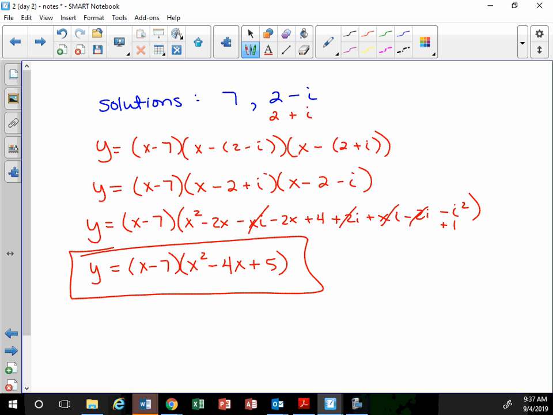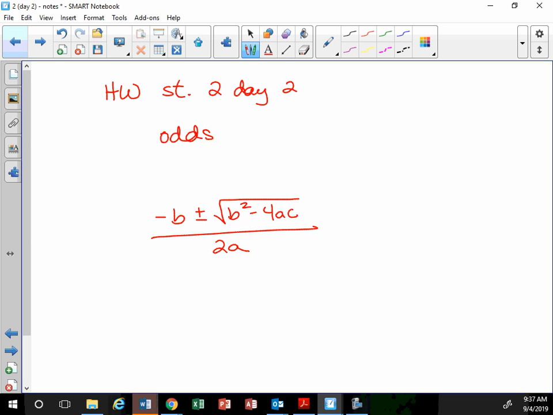Okay. Any questions over what we did today? Okay, homework. Let's just do odds. And there are definitely some that will not factor. So you'll go through and do your P over Q, find one that works with synthetic division, and then you may have to do quadratic formula after that if it doesn't factor. Okay?